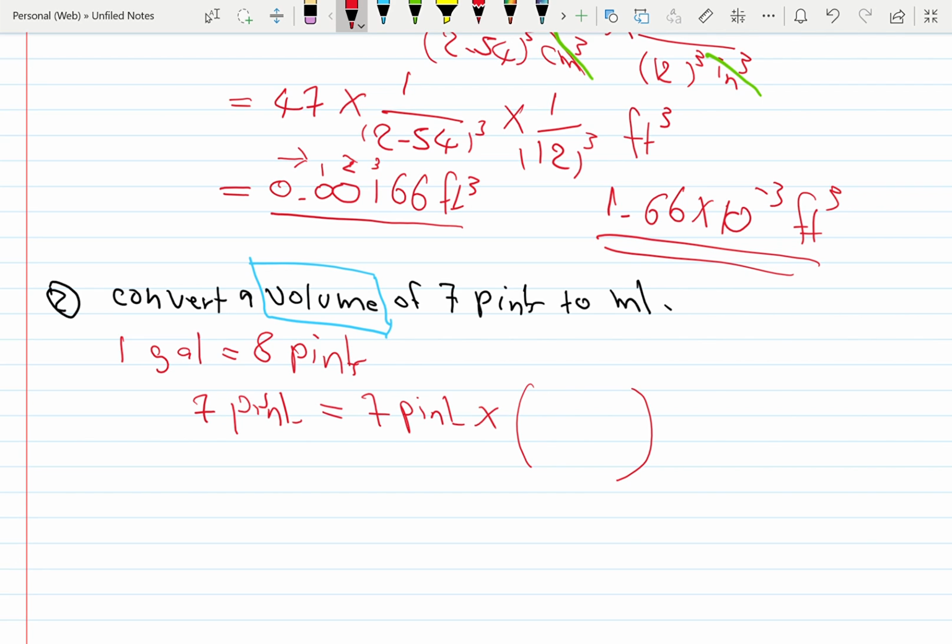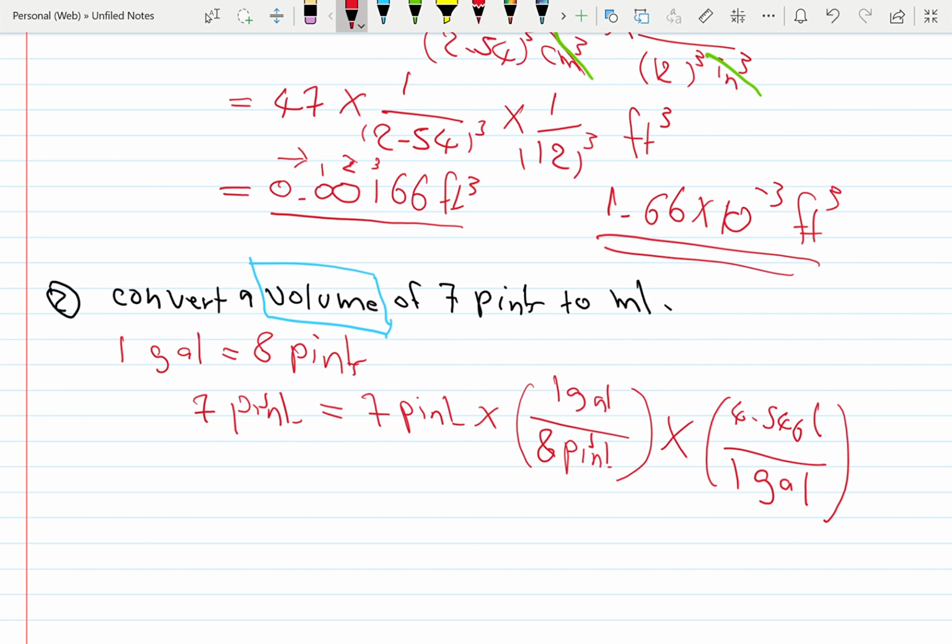We move first from gallon to pint. So 1 gallon, that is equal 8 pints. Okay, and from there we can move to liter. So that will be 4.546 liter over 1 gallon. So 1 gallon equal 4.546 liter.